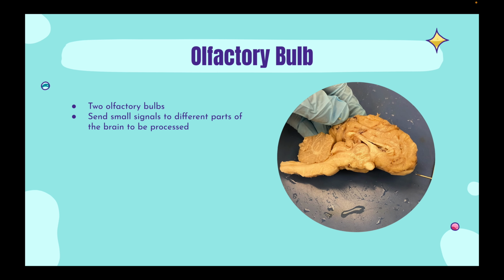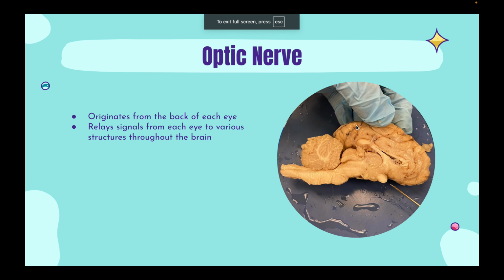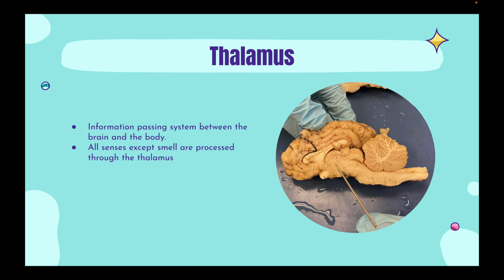The olfactory bulb, again, here's a view of it from the internal structures. There are 2, and they send signals to different parts of the brain to be processed for smell. Again, here's another perspective of the optic nerve from our mid-sagittal section.